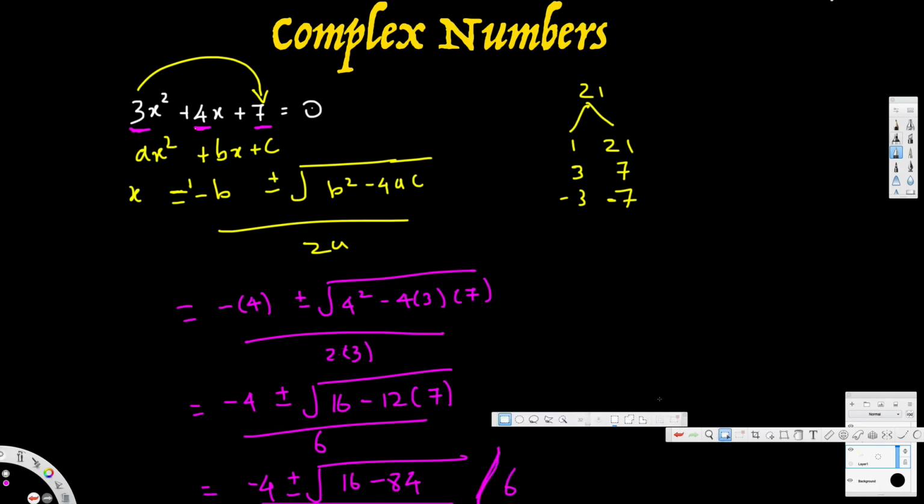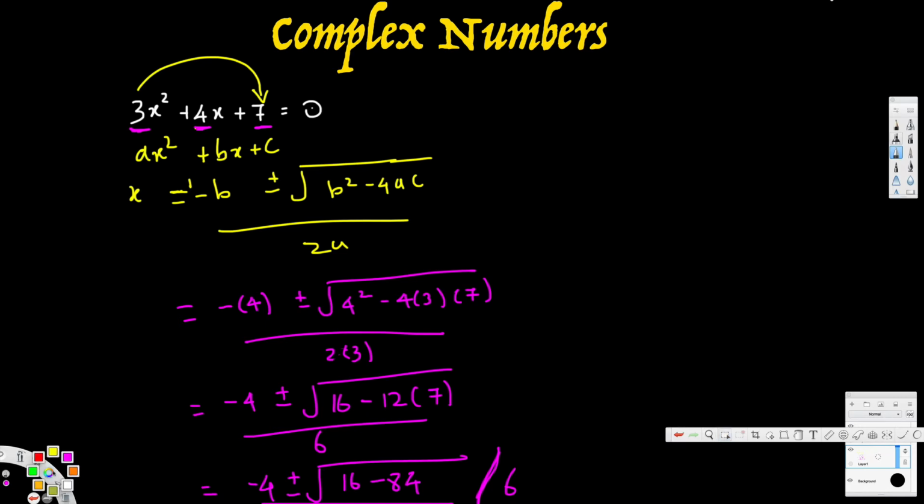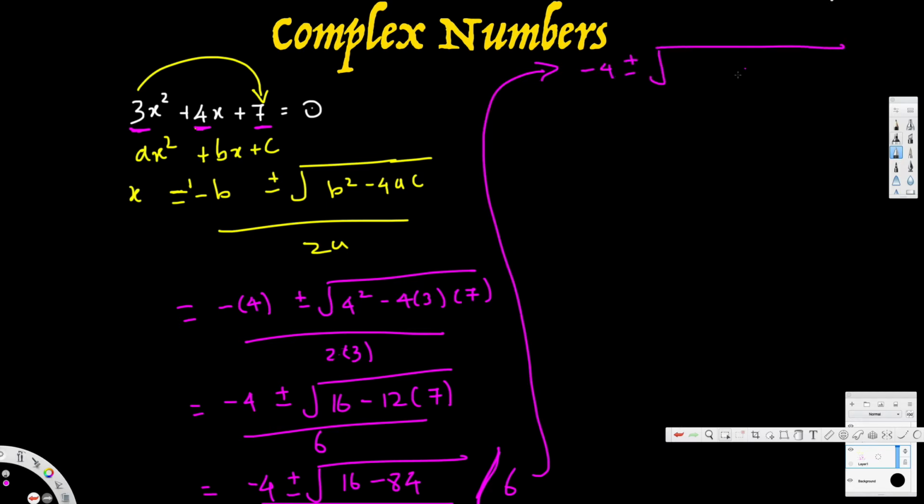I moved all the way down, so now let's continue here. Negative 4 plus or minus the square root of 16 minus 84. 16 minus 84 gives us negative 68, divided by 6.